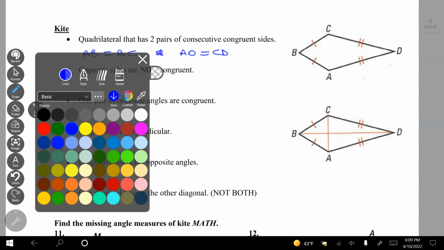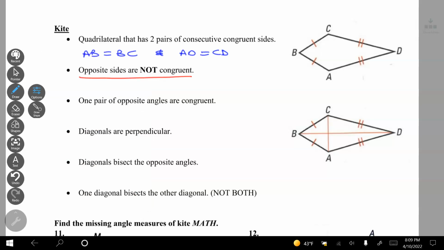None of the opposite sides are congruent. It's kind of this diamond-looking shape. But one pair of opposite angles are congruent. So you can see over here, angle A and angle C are the same. Angle A is congruent to angle C, but not the other ones. Not angle B and angle D.